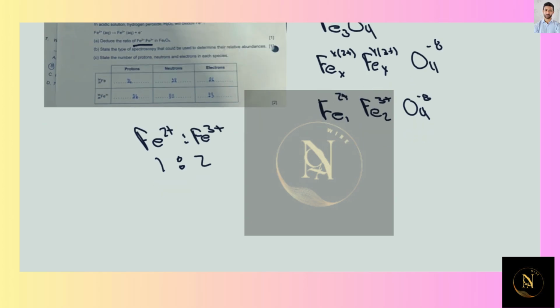Next up, we want to know what is going to be the type of spectroscopy that could be used to determine the relative abundances. So in this case, there are going to be several techniques that we're going to employ, and the most common one for quantitative analysis of the relative abundances of these ions is going to be Mössbauer spectroscopy.